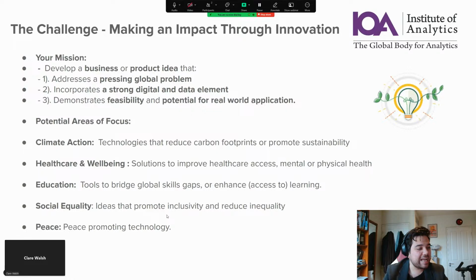It could be something to do with education. To be able to change the world, you need to assume that people will be educated in what they are changing. And it could be a tool to bridge global skills gaps and to really educate people about climate change and the different problems in the world. It could be a tool that may help social equality, promote inclusivity, and reduce inequality. Or it could be a tool to promote peace by stopping wars breaking out and promoting diplomacy.